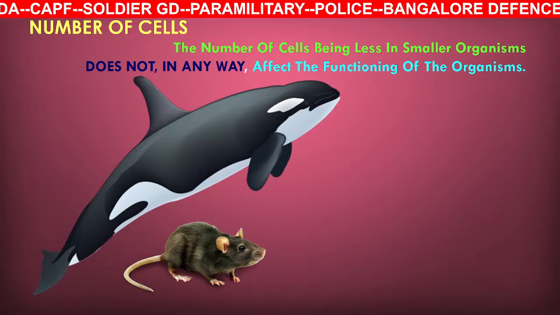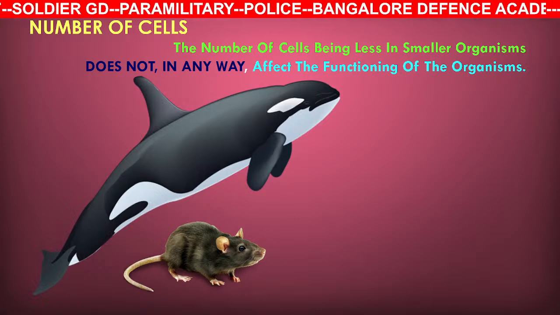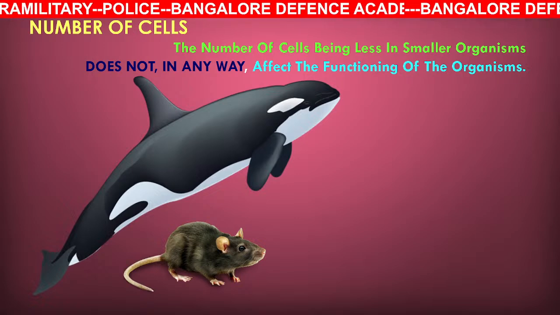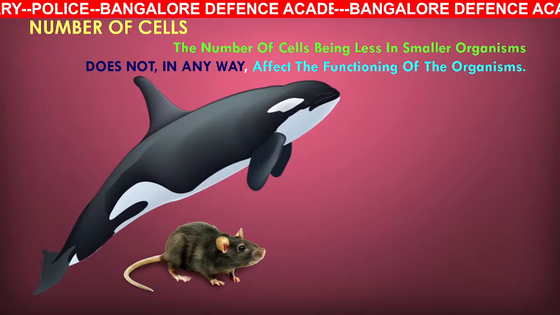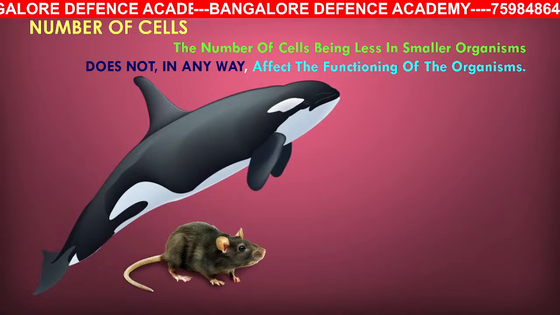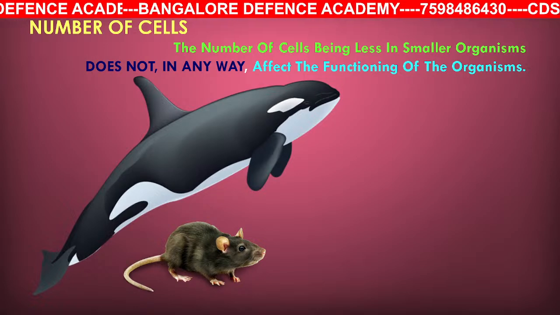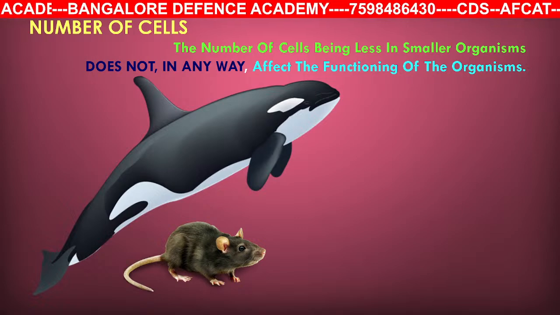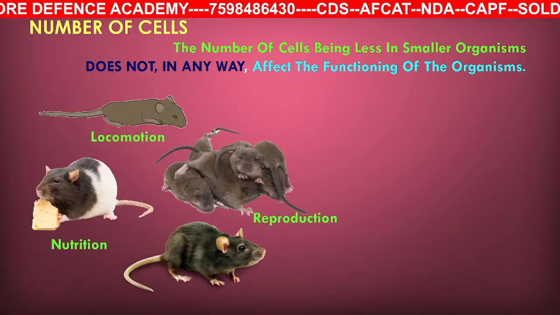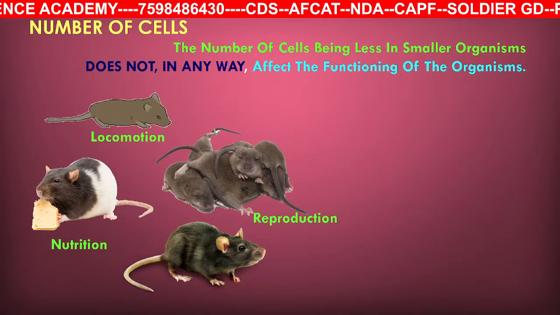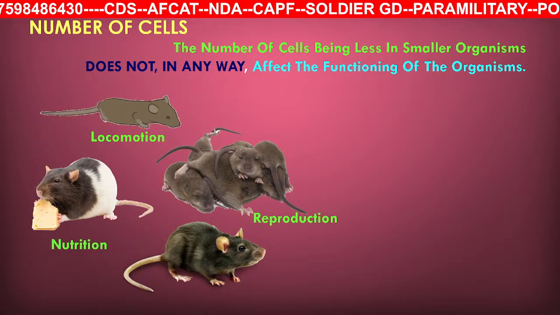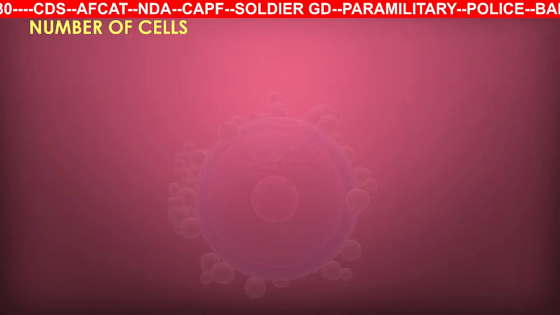For example, imagine here we have a dolphin and here we have a small rat. We have the same type of cells. But will their function be the same or will it be different? Now imagine the cell inside the rat will be small and the cell in the dolphin will be a little larger in size, but the function remains the same. Look at this. For locomotion, some cells help in locomotion, some cells help in nutrition, then reproduction.